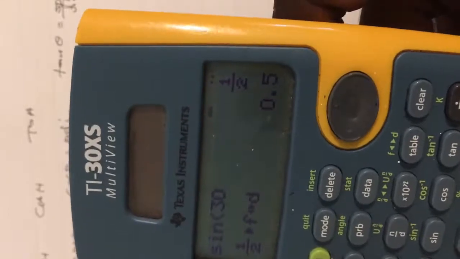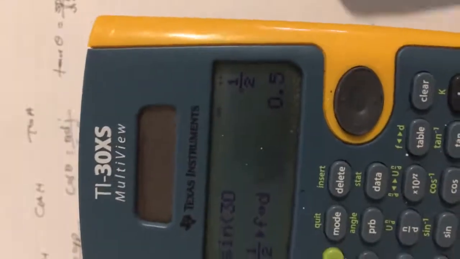So sine 30 is a half. Now we're going to look at cos 30. So what's the value for cos 30? Can somebody send it in the chat? What's cos 30?